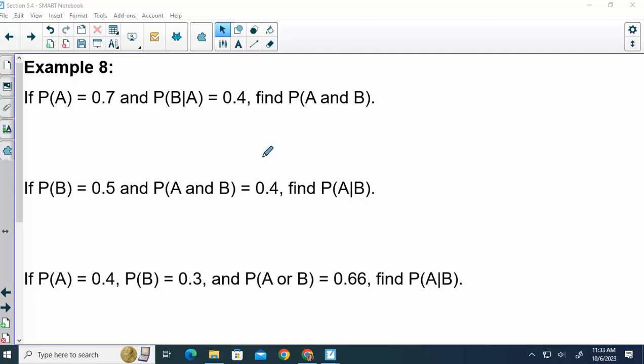This is really practicing using our formulas. So remember, we have a lot of formulas at this point. We have the general addition rule, and we have the addition rule for mutually exclusive events. We have our multiplication rules with regular and conditional probability. So we have a lot here.